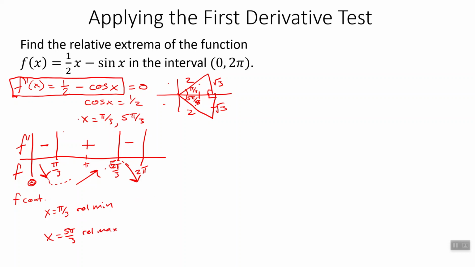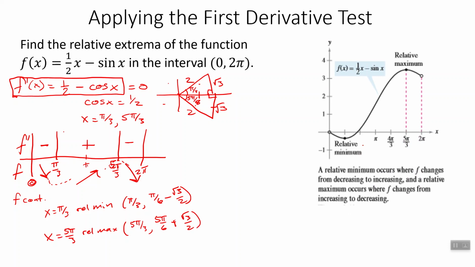All right, if we want, we can find the point by plugging it in. Sine of pi over 3 is root 3 over 2. So we would get the point pi over 3 comma, 1/2 times pi over 3 would be pi over 6 minus square root of 3 over 2. It's not really a nice looking point, but it's a point. And this one would be 5 pi over 3 comma, if we plugged in 5 pi over 3 here, we would have 5 pi over 6, minus, it's going to be negative, so it's going to be plus square root of 3 over 2. All right, so there are our points.